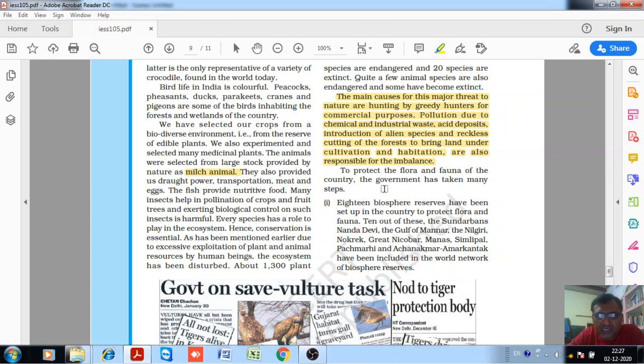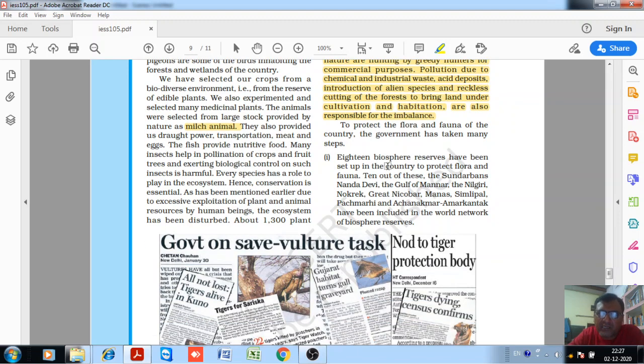Now, we have to see that to protect the flora and fauna of the country, the government has taken many steps. Is it not so? Has the government not taken any step? No, the government has taken. What steps have been taken by the government is the question for 1 mark, 3 mark and 5 mark maybe.